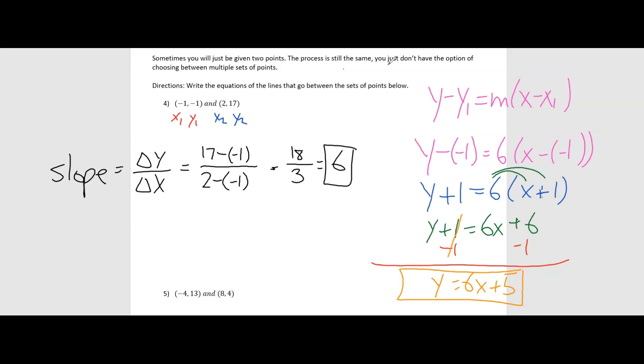for your slope-intercept form. Number 5 is similar, same process, just different points, so we'll cover that one in class. If you want to get a head start, you can, but we're going to end the video here.